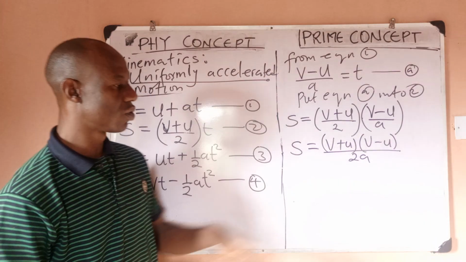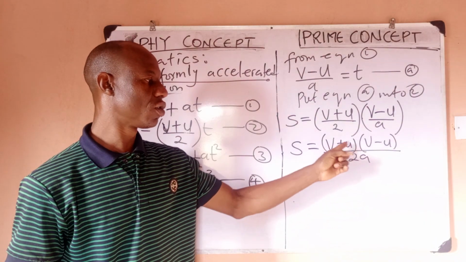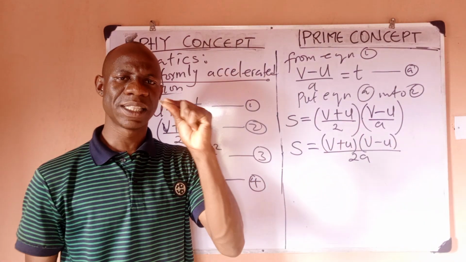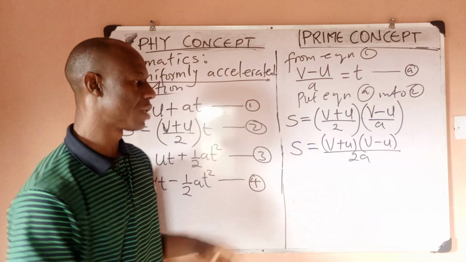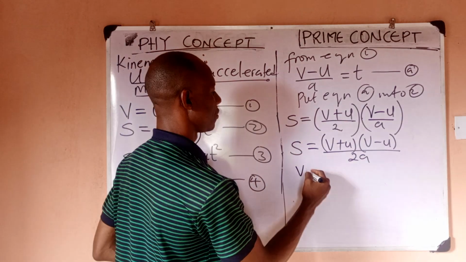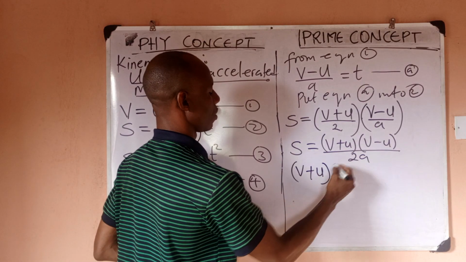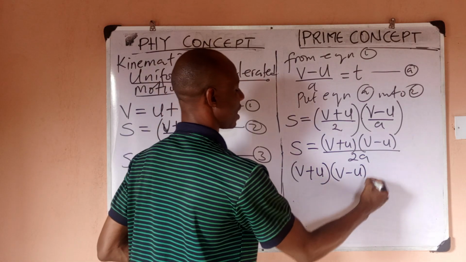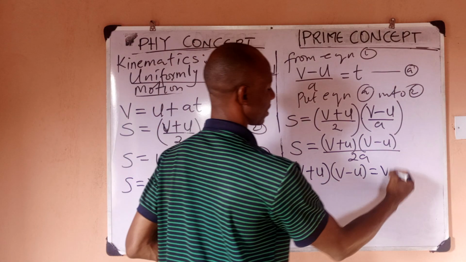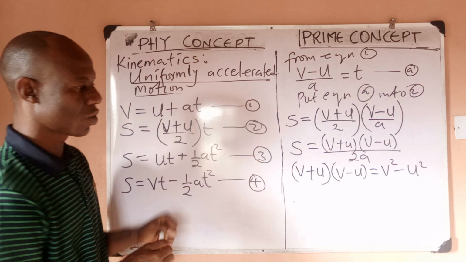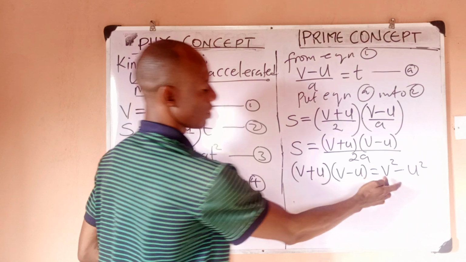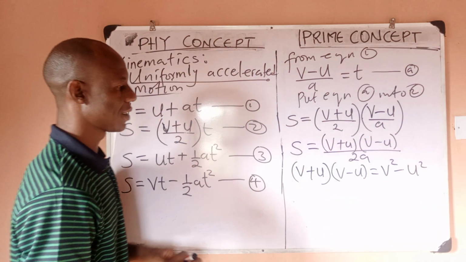Now one of the things you should know is that when you have (V + U) multiplying (V - U), that is called difference of two squares, and it's very simple to do. You should know that (V + U) multiplying (V - U), without wasting time, is the same thing as V squared minus U squared. That is the difference of two squares. So I'll be using that directly.